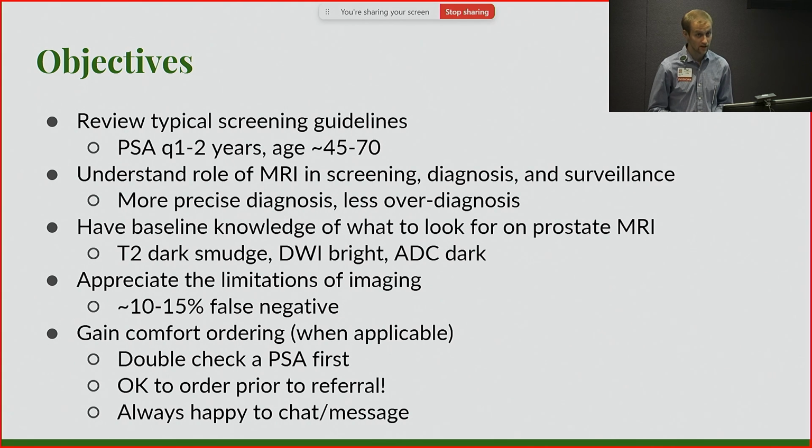As long as you know in general what you're looking for on an image, and in general how to interpret it, and tell the patient, hey, this is the probability, you're going to see the urologist and you'll probably need a biopsy. If it is a PI-RADS 3, 4, or 5, then go ahead and order it. I think it can expedite things a little bit. If you want me to do it, I'm happy to do it too.